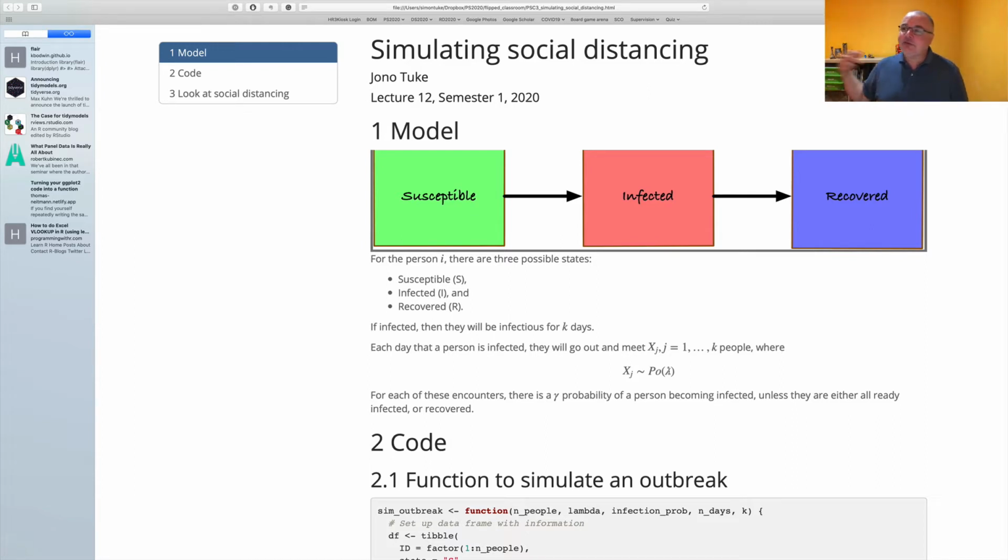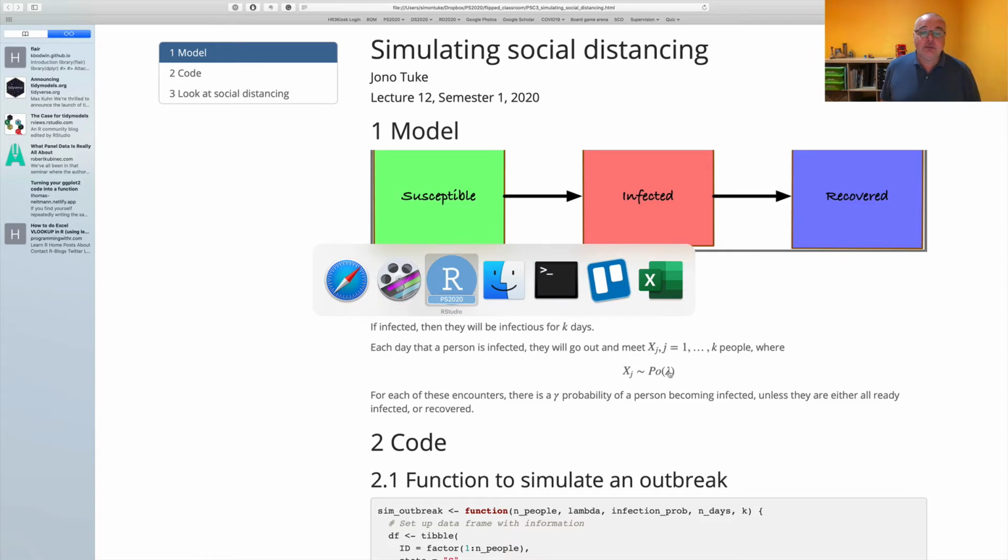For each person you meet, if they're already infected, it makes no difference. If they're recovered, we're going to assume they've had a good immune response, they're safe, and they're not going to become infected again. But if they are susceptible, there is a probability gamma of them becoming infected. Then they've got K days to go out each day, meet so many people, and spread it on. So that's the setup.